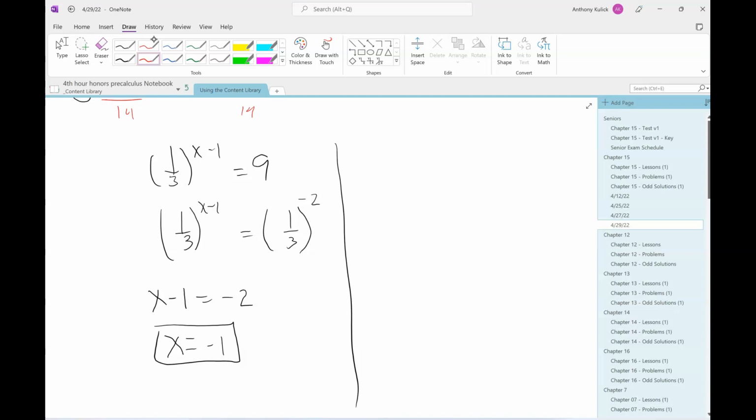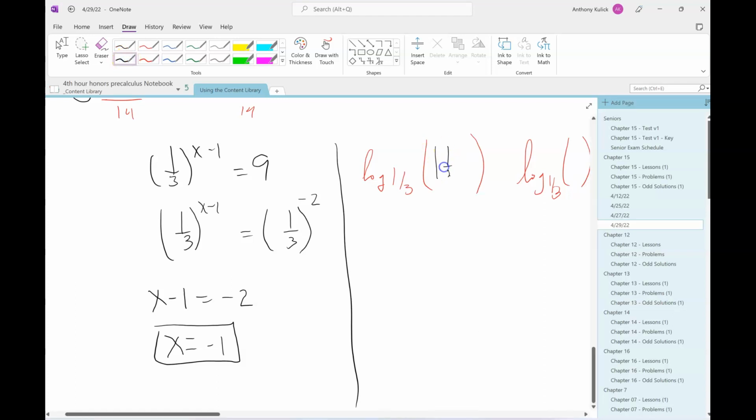Okay, so you can do it that way. Alternatively, we could use a logarithm. Which log would I want to use? Log base 1/3. Good. Are we all okay with why log base 1/3? So it cancels out nice and pretty. Yeah, it matches the exponent base.